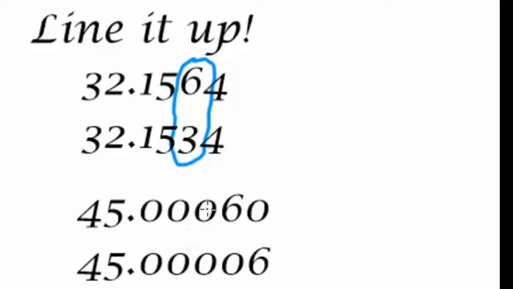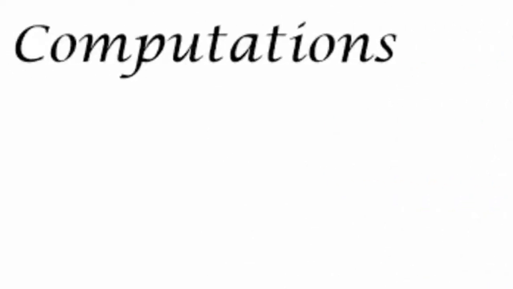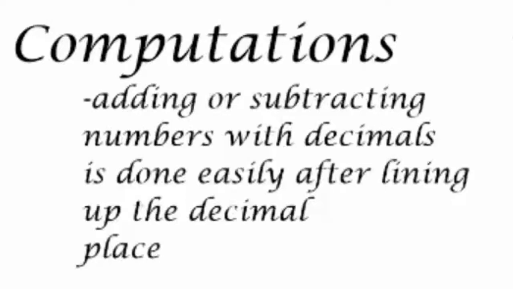With this next example, I take a look at all the matching zeros until I get to the instance where the 6 is larger than the 0. Even though the 6 is still after a 0, it still means that this top number is the larger of the two quantities. Now we take a look at computations.